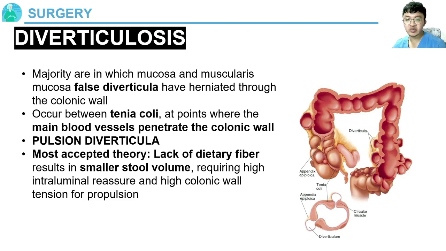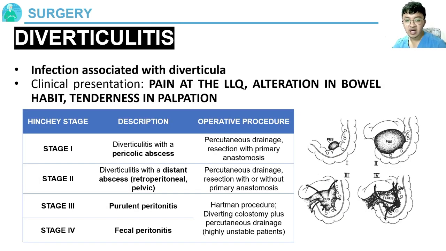Diverticulosis commonly presents with bleeding because, again, these areas where the diverticula are located are vascular areas. However, diverticulitis is an infection associated with diverticula. So usually they present with pain at the left lower quadrant by virtue of diverticulitis being most commonly associated with your sigmoid colon, alteration in bowel habits, and tenderness on palpation.